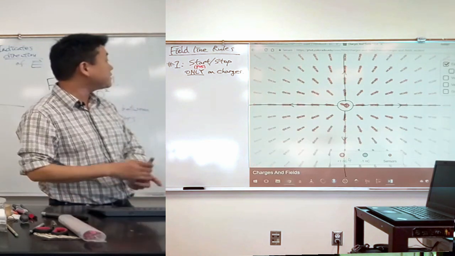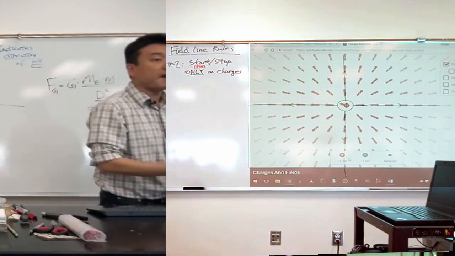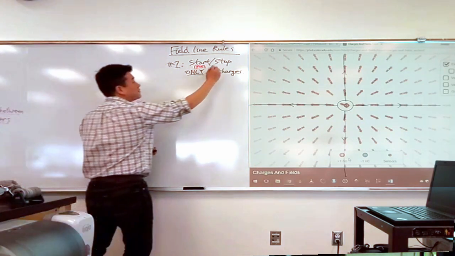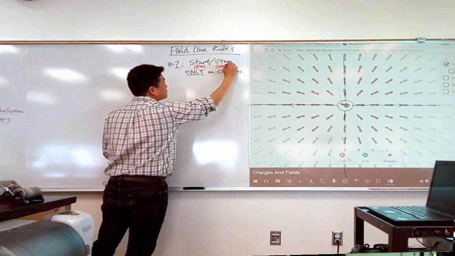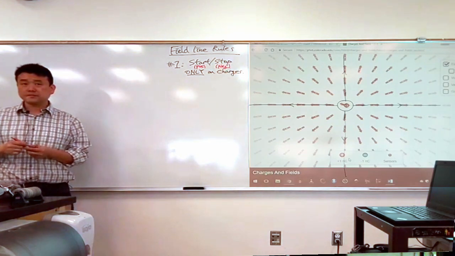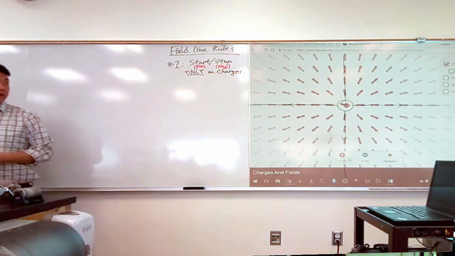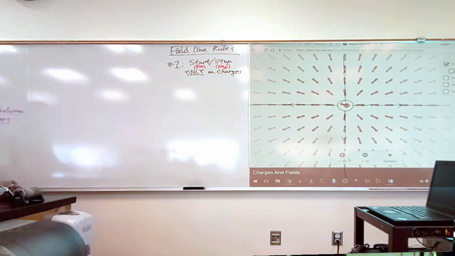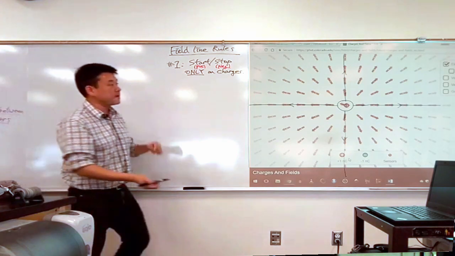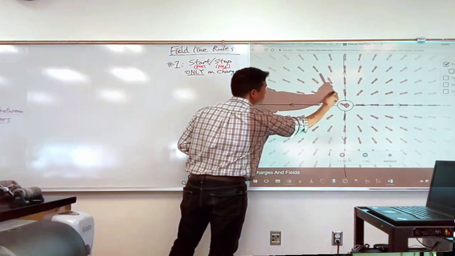So the field lines can only start on a positive charge, and they can only stop or end on a negative charge. Does this make intuitive sense? Yes? Okay. So that's one rule. I hope that one is intuitive. And the second rule is, this is really why I'm not doing this. I'm not picking all these points.